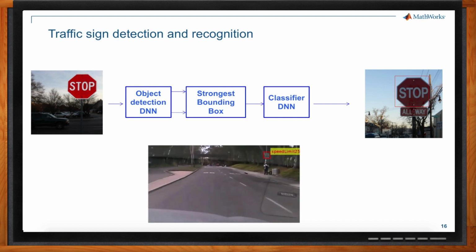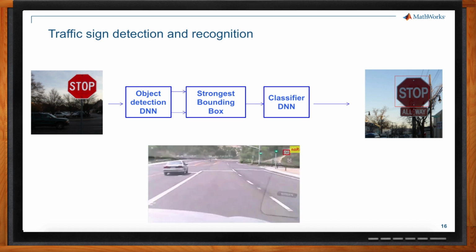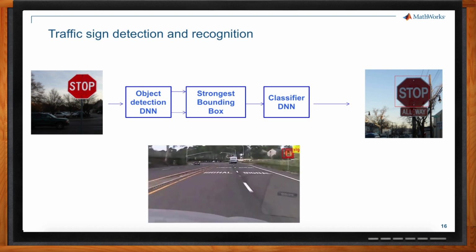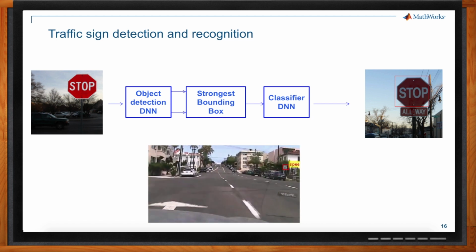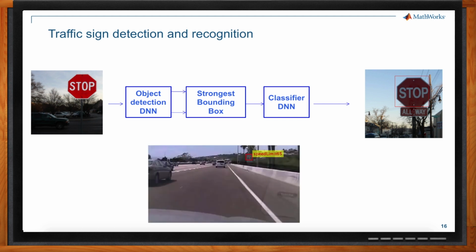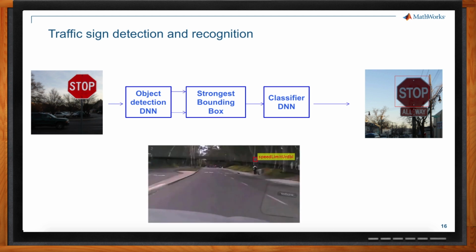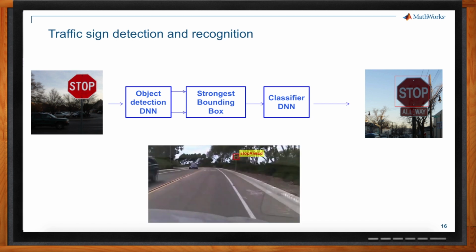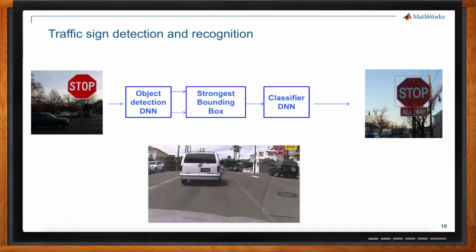We first have an object detection network, which is looking for traffic signs. It doesn't care what the traffic sign is. We just need the coordinates of the traffic sign. Once we find that, we do some logic after that to clean up the results. And then we have a second network, which is called the classifier DNN, which actually tells us what type of traffic sign is in each of these boxes. And so that's what this application does. So I have another example here.